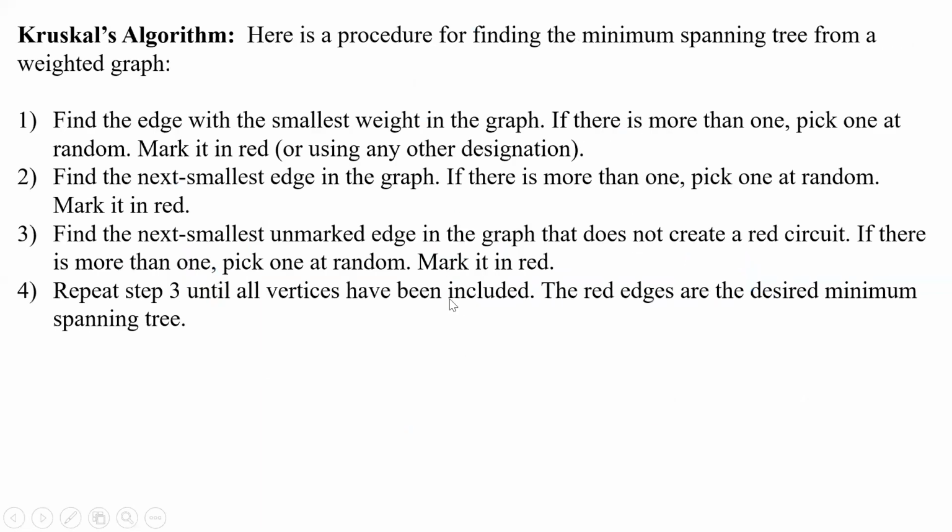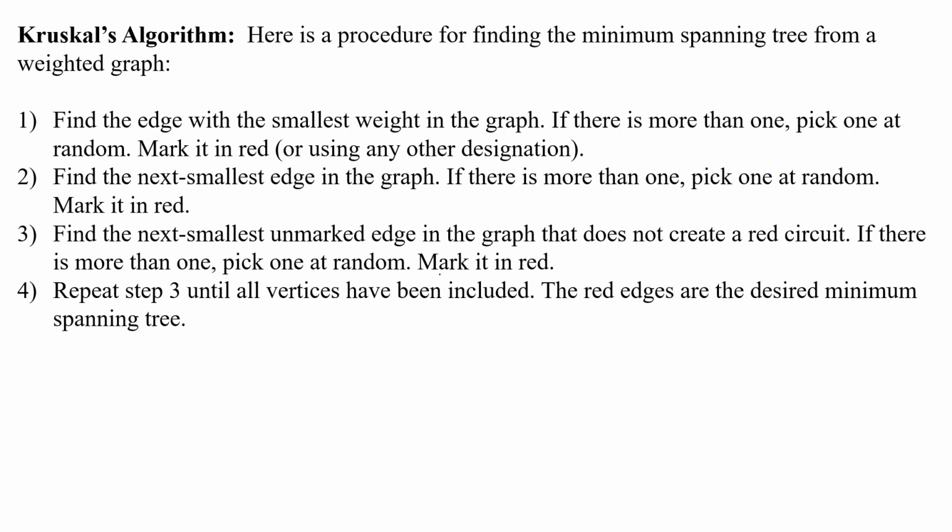So now what we're going to use is Kruskal's algorithm, a procedure for finding the minimum spanning tree from a weighted graph. We're going to find the edge with the smallest weight in the graph first. If there's more than one, pick one at random, and then mark it in red, or whatever other designation we use. Then we find the next smallest edge on the graph. If there's more than one, pick one at random. Again, doesn't matter. And we mark it in red.